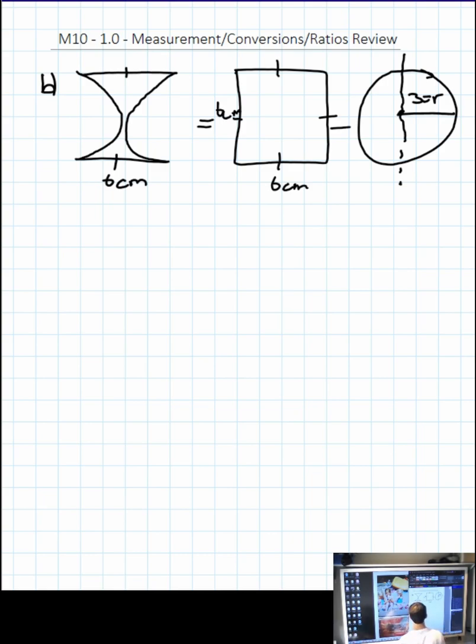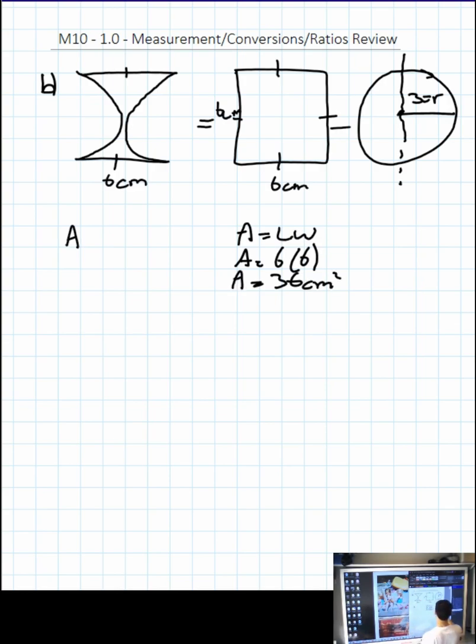So let's find the area of the rectangle below the rectangle. A equals, good enough, A equals LW. Therefore, A equals 6 times 6. Therefore, A equals 36 centimeters squared. Now let's find the area of the circle below the circle. So A equals pi r squared. Just pi r squared, no circumference. Just A equals pi r squared.